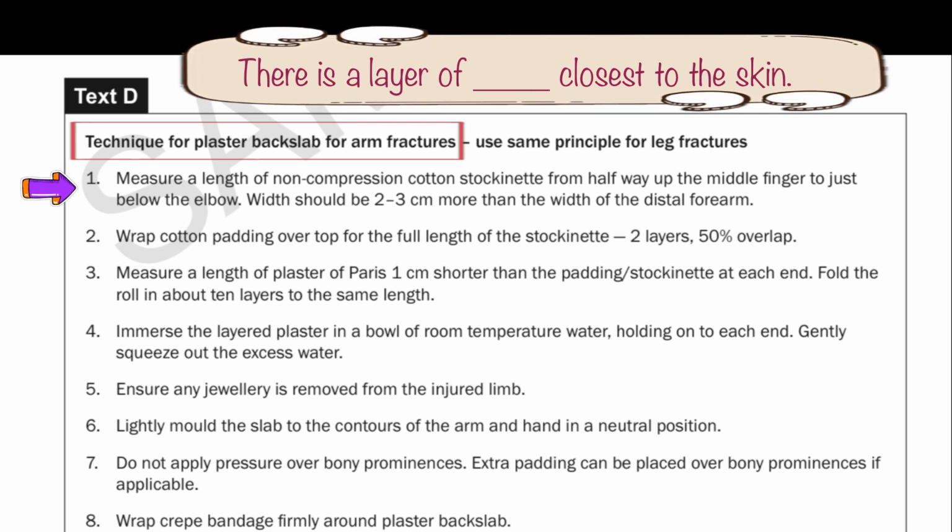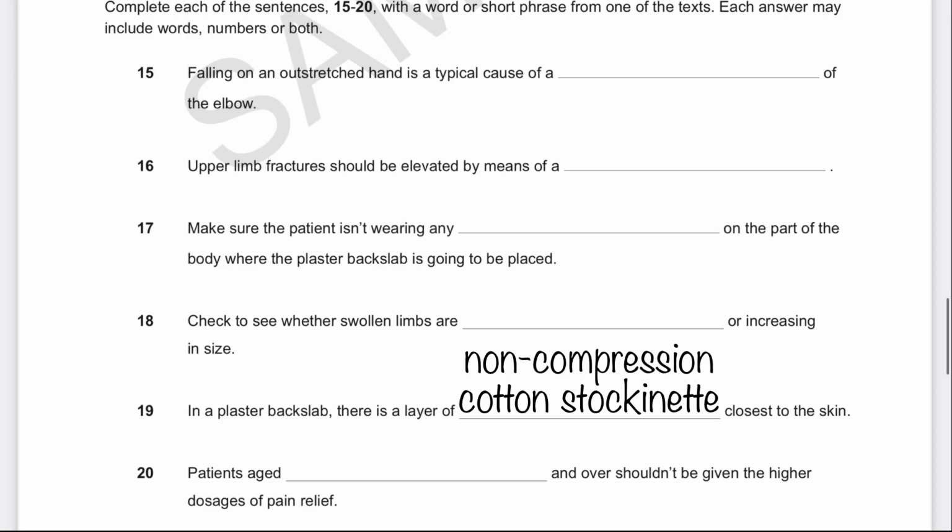1. Measure a length of non-compression cotton stockinette from halfway up the middle finger to chest. So that would mean that the first layer that should be applied would be a non-compression cotton stockinette.